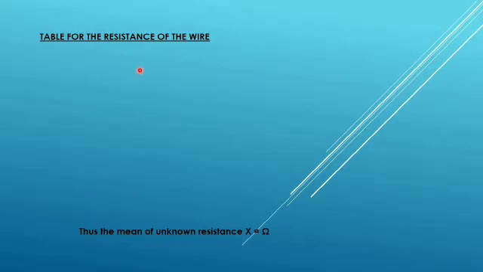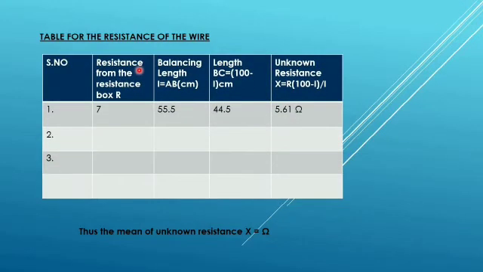Now we have the table for the measurement of resistance of the wire. So first is the serial number. Second, resistance from the resistance box, that will be denoted by R. These are the keys of given resistances which we are taking out from the resistance box. Third is balancing length, L equals AB. This is the length where the galvanometer was showing null deflection. Length BC is equal to 100 minus L.